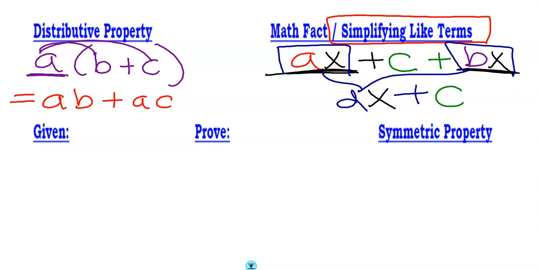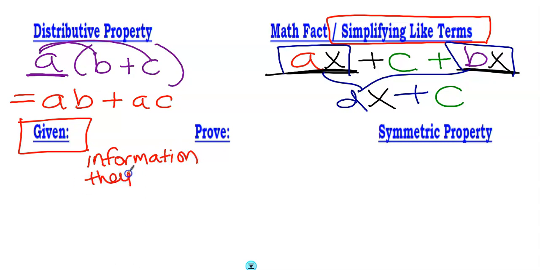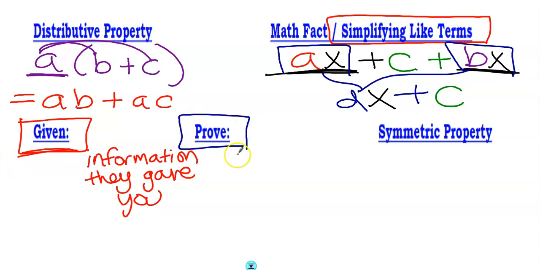All right, given, what information did they give you to solve? So what do teachers give you to be successful? Okay, in geometry, we give you notes. All right, prove. What are you proving? The outcome. What do you want the answer to be? So what do you want your grade to be?